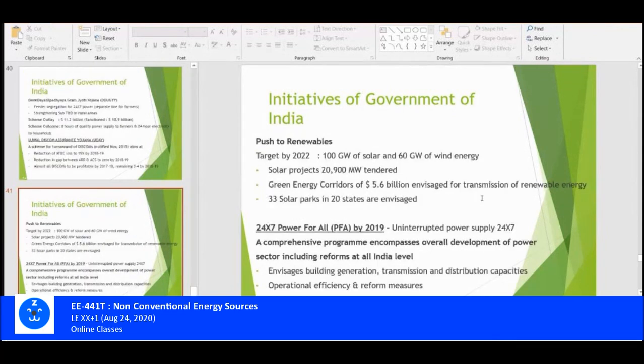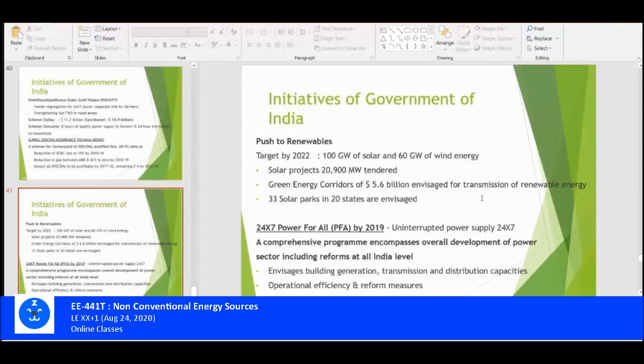So in renewables, the target is 175 gigawatt, out of which 100 gigawatt of solar and 60 gigawatt of wind, and remaining from other small sources. 24 by 7 power for all. I don't know, by this time it has not been realized, but still we have been able to narrow the gap between the demand and supply. The situation is getting somewhat better as compared to the previous decade.